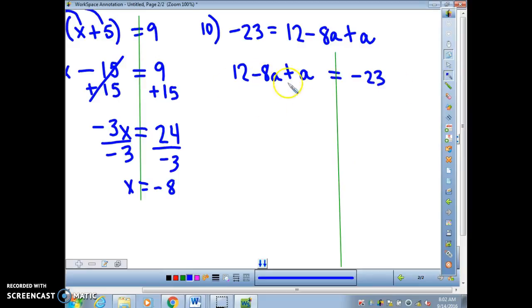Alright? We're going to combine our like terms together first. Alright? And I notice I have like terms right here because they both have an A. When you combine like terms, you're following your addition and subtraction rules. So these signs are different. So I'm going to subtract and keep the sign of the larger number. That gives me negative 7a. That 12 is positive, so I'm going to bring that down as a plus 12.